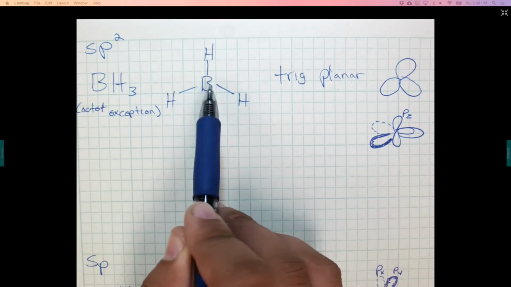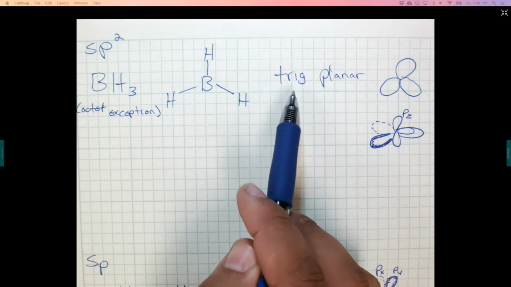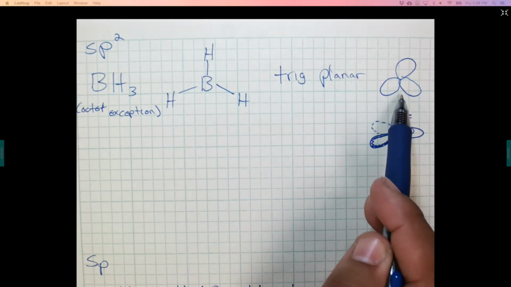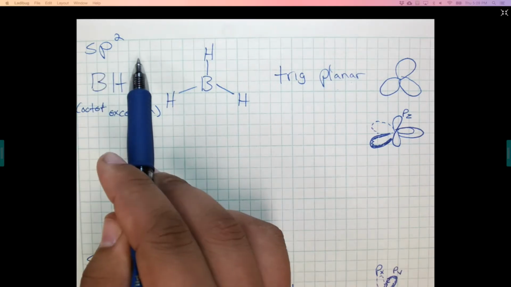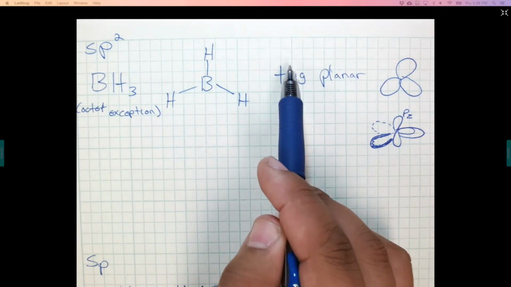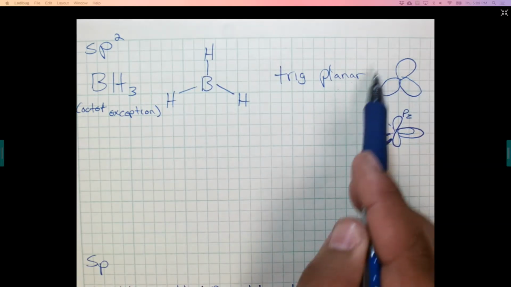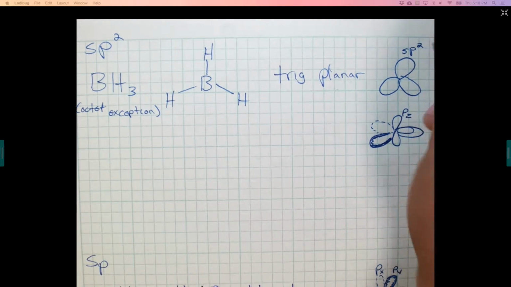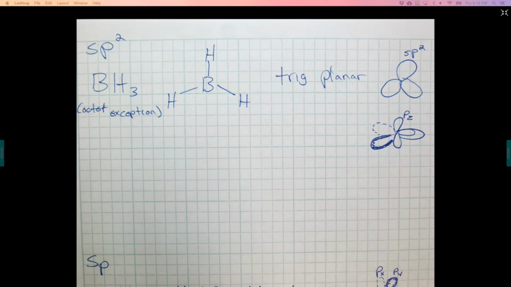Because it has 3 bonding domains around a central atom only, we get a molecular geometry of trigonal planar, and that gives us a hybridization of sp2. We have taken 2 of the p orbitals and 1 of the s orbitals to make 3 sp2 orbitals, which are here, and this is the sp2 representation, also drawn in 3 dimensions because it is flat. They are all in the same plane.